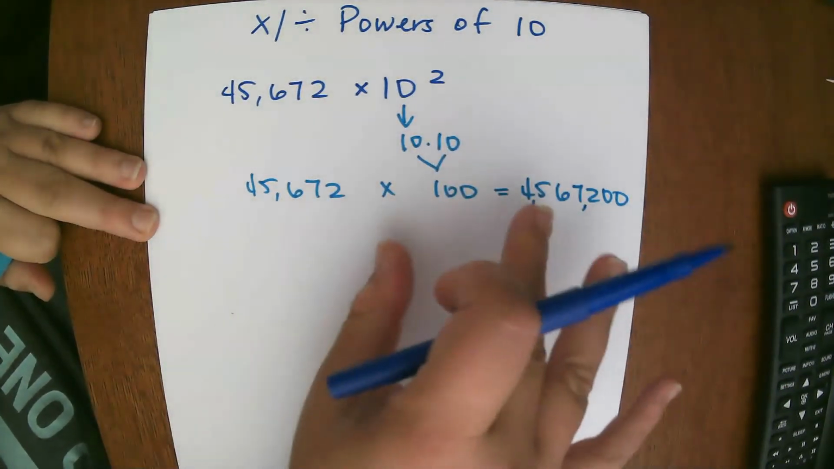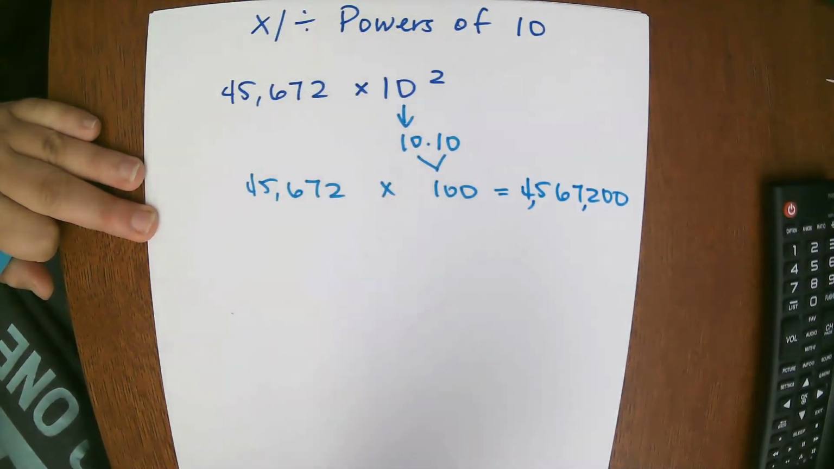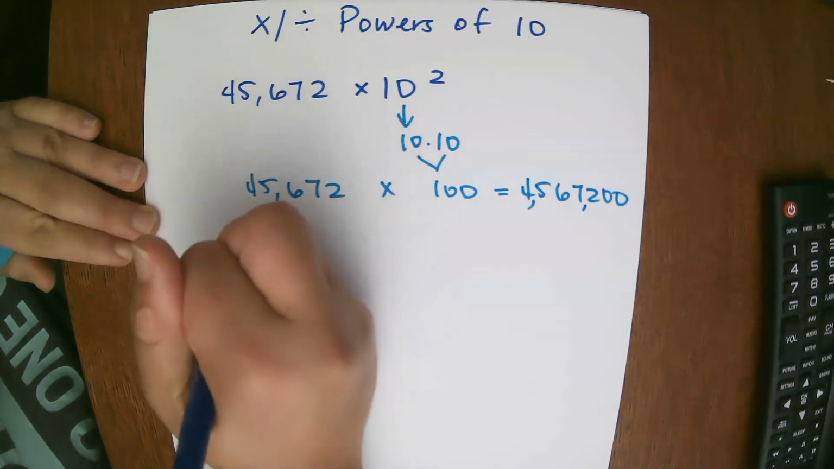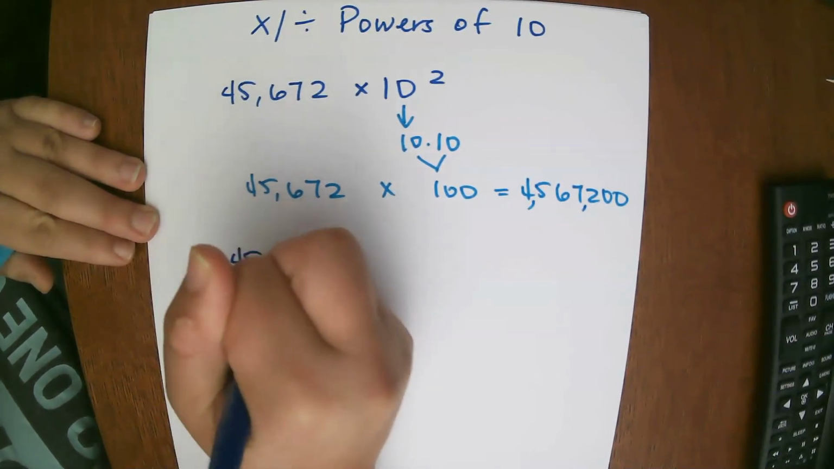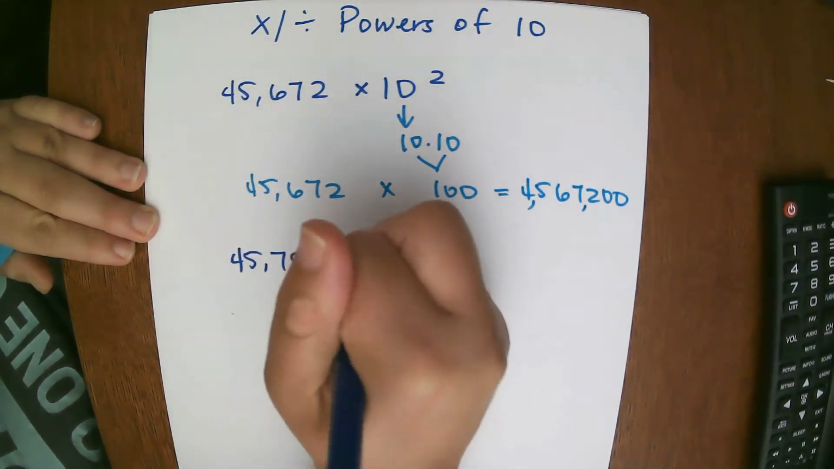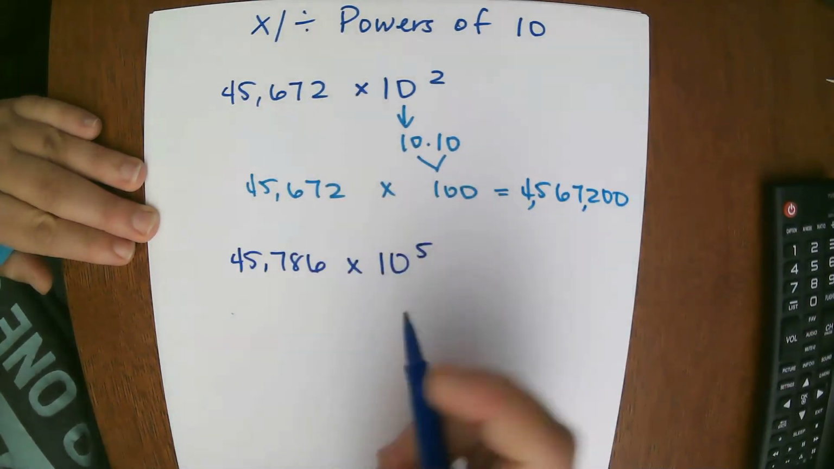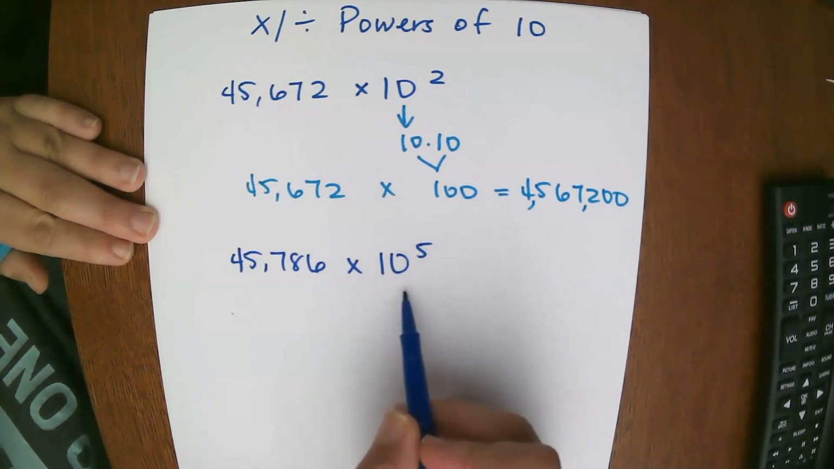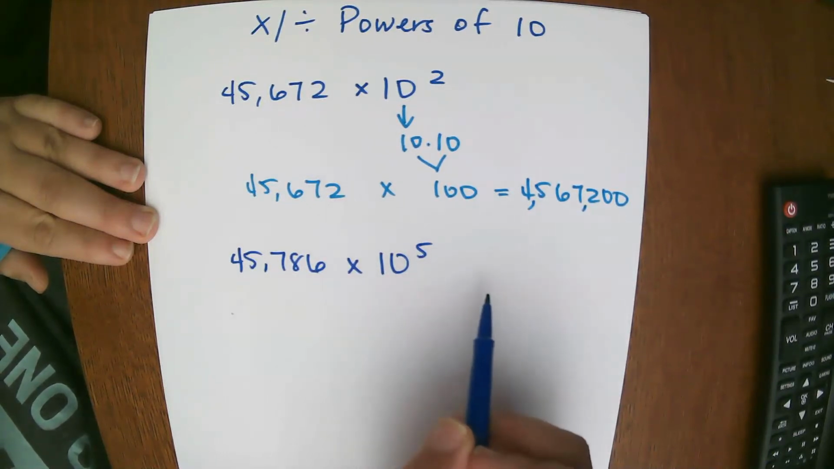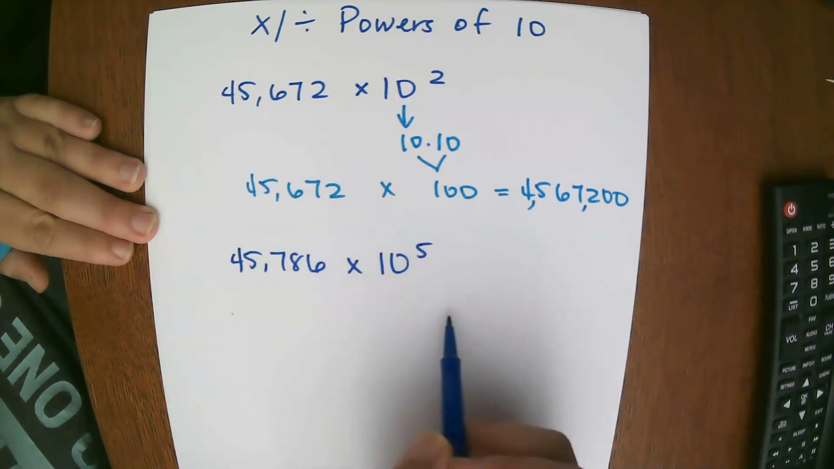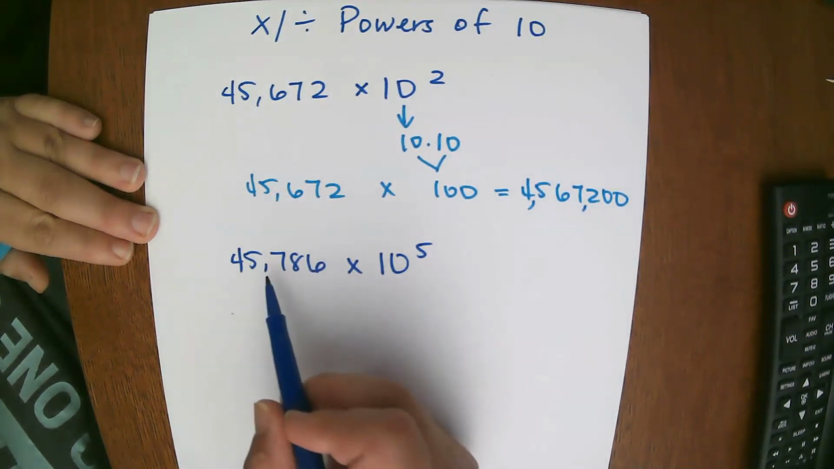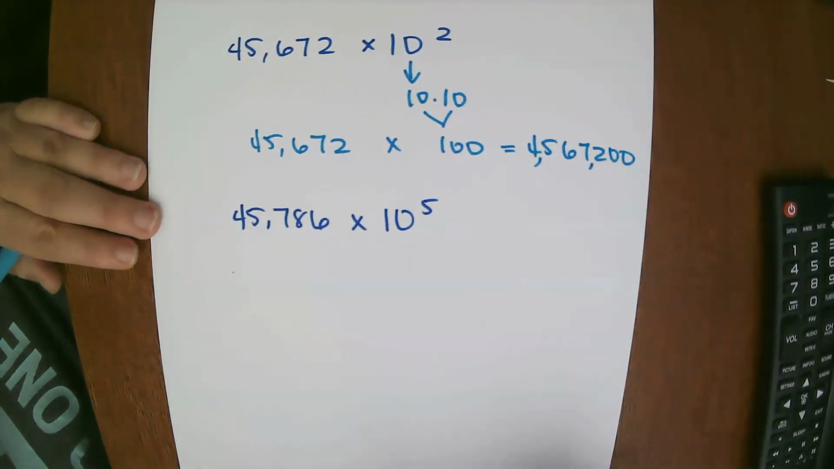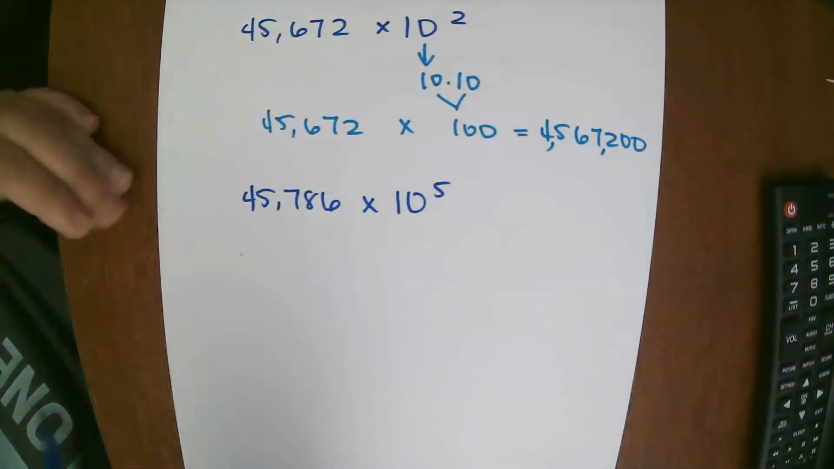So say I had this example. Now this example wasn't too hard because it's not too hard to multiply by 100. But what if I had this example? Now we have 10 to the 5th power. So I would have to go 10 times 10 times 10 times 10 times 10, and I'd have to figure out what that was and then multiply that by 45,786. That could take me quite a long time. But there's actually a really easy way.